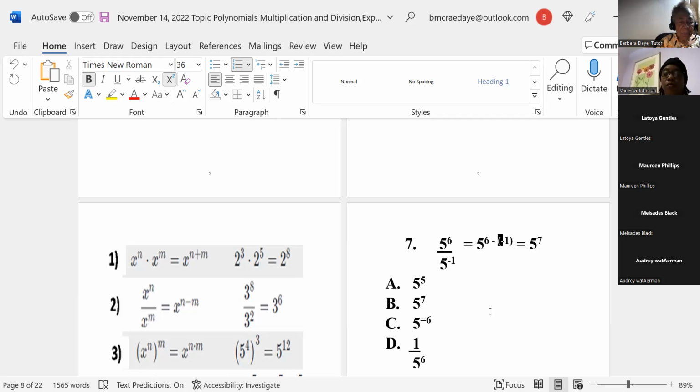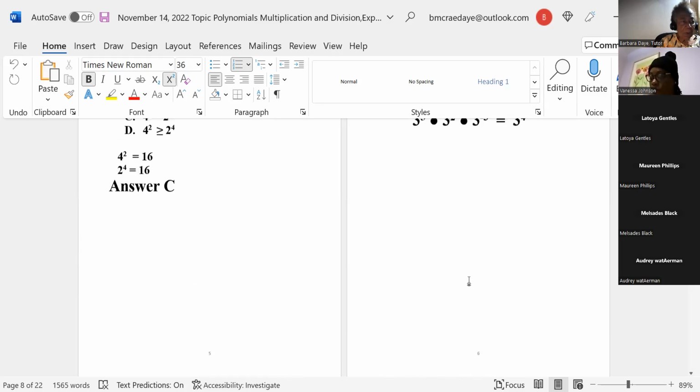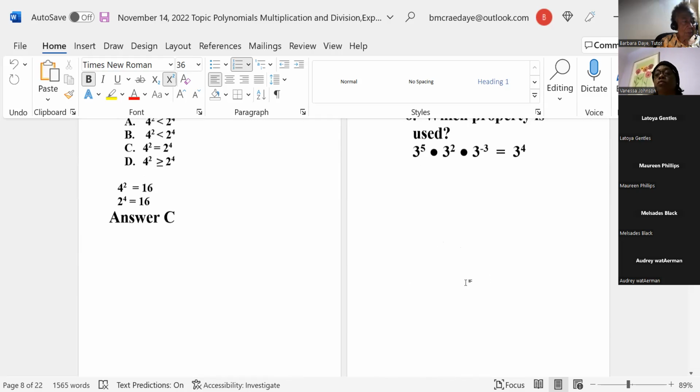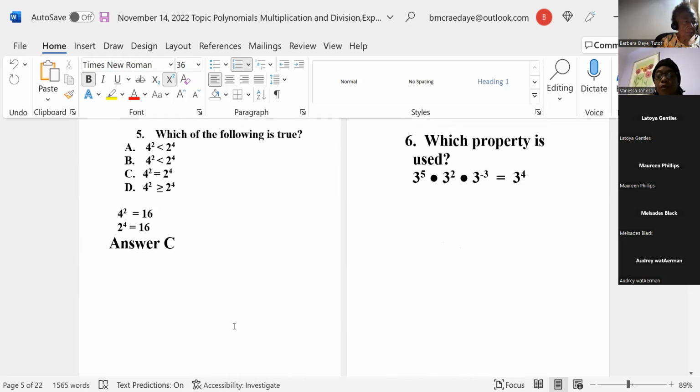Number 5. C. Property 1. Equal. 4 to the second is 16. 2 to the fourth is 16. So if 4 to the second, then it's equal to 2 to the fourth. What happened to that, Latoya? That's one of the few you missed, right? Latoya?